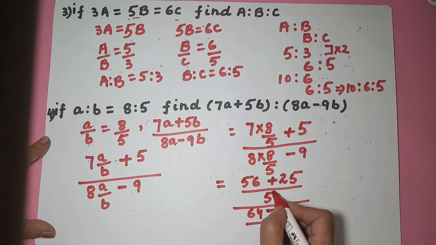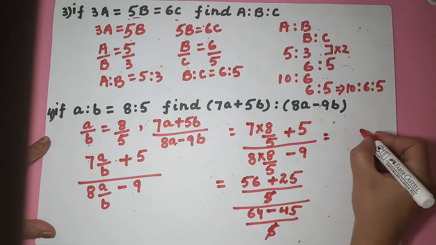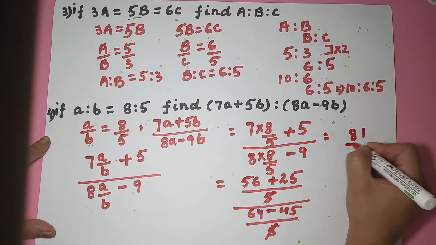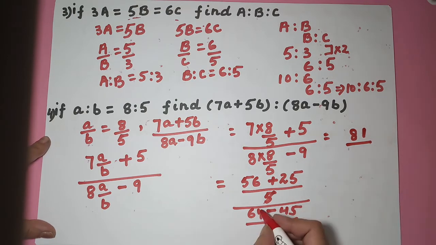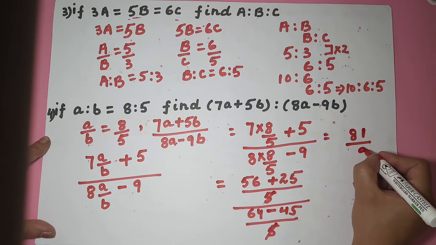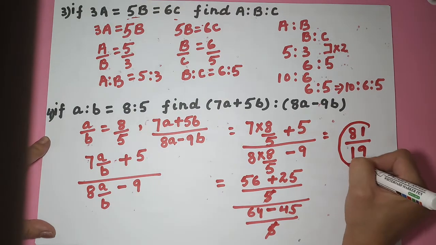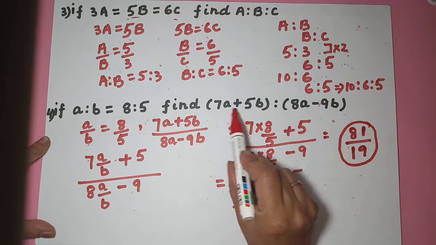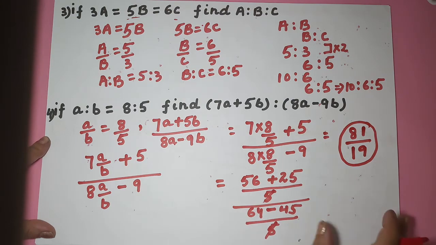Now you will get rid of this 5. So what are you left with? 56 plus 25 is 6 and 5 is 11. 2 and 1 is 3 and 5 is 8. You are getting 81 upon 64 minus 45 is 14 minus 5 is 9. 5 minus 4 is 1. So this is the value that you are going to get when you write the ratio of this, and this is the method that you have to follow.